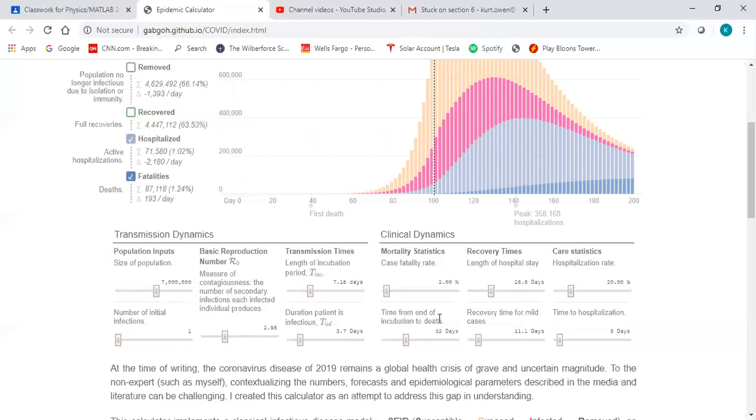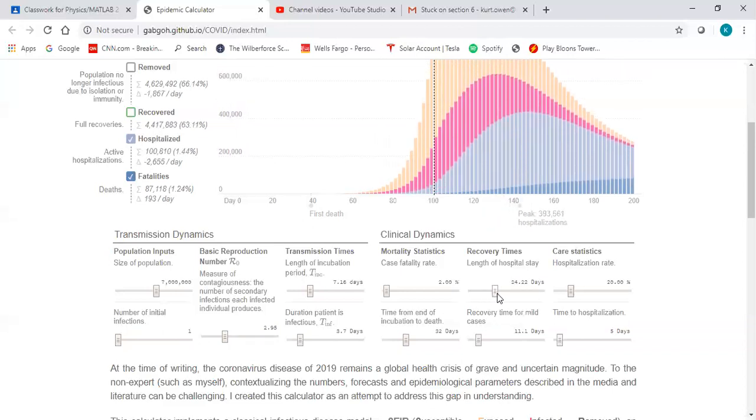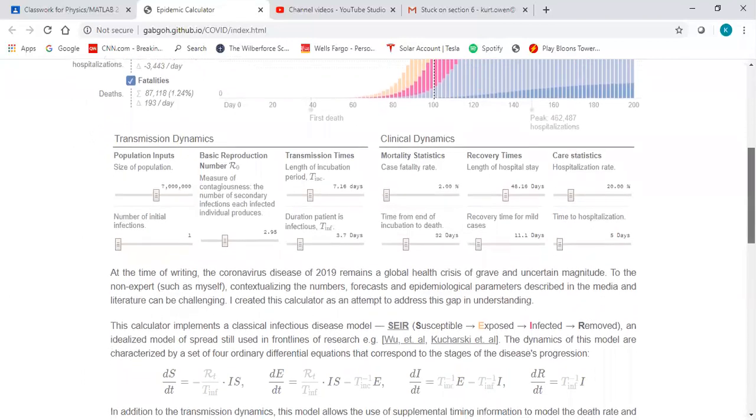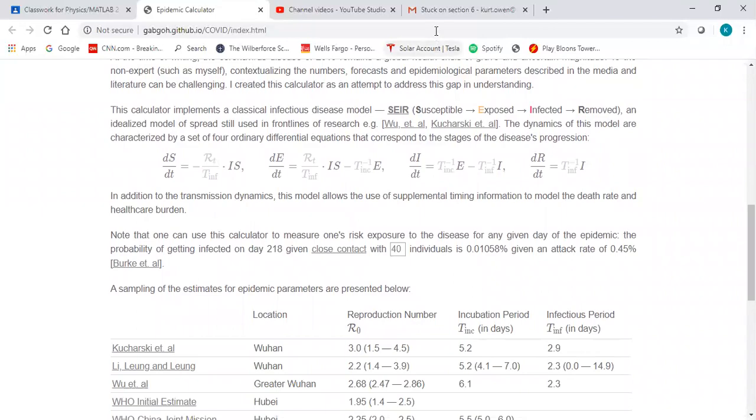Let's see, what else can we do? If we change the length of hospital stays, for instance, we can see less hospital time. That is good news for our medical people, because we'll have far fewer patients waiting in the beds if they don't need to be in the beds as long. If they need longer to be in the beds, that number changes. So those are the things that we can play with. Now here are the differential equations.